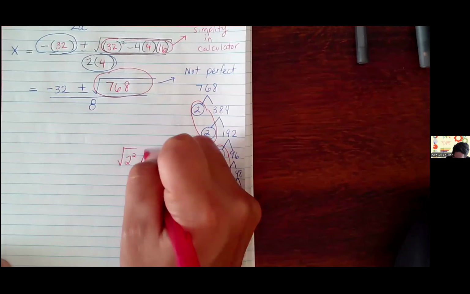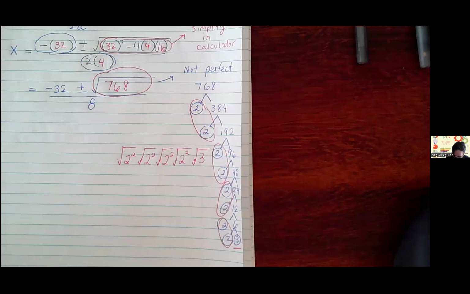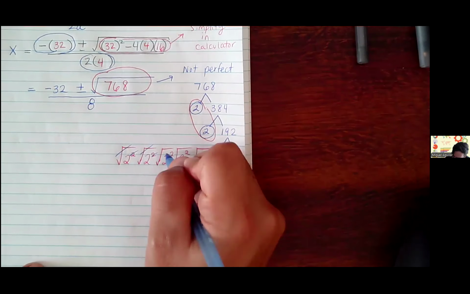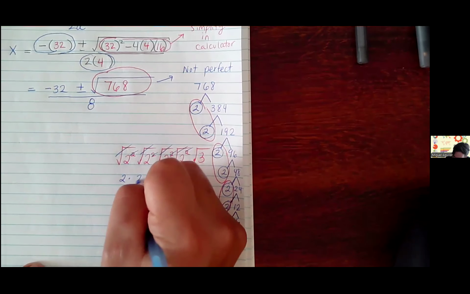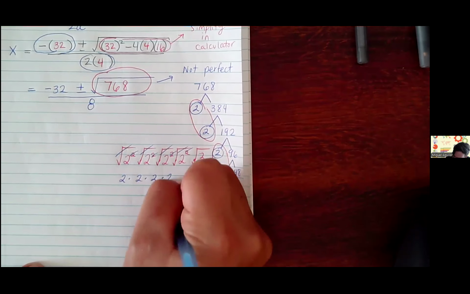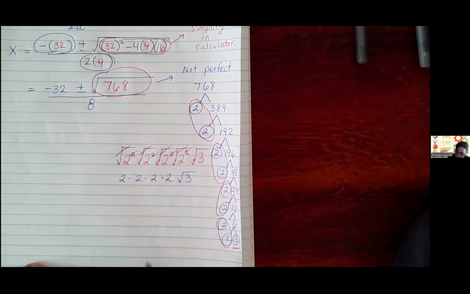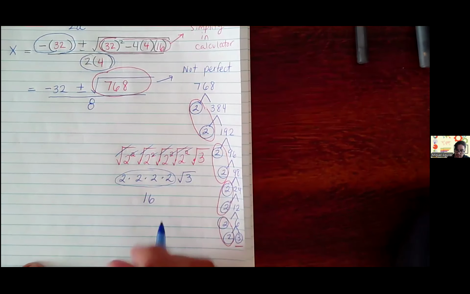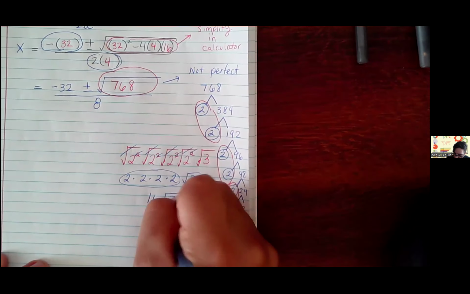Anyone that has a square is going to sort of break out or cancel that square root. So these cancel, these cancel, these cancel, and these cancel. So all of my twos came out. So I have 2 times 2 times 2 times 2, and then the square root of 3 stays in. Well, this is just going to be 16 if you multiply those twos together, root 3.